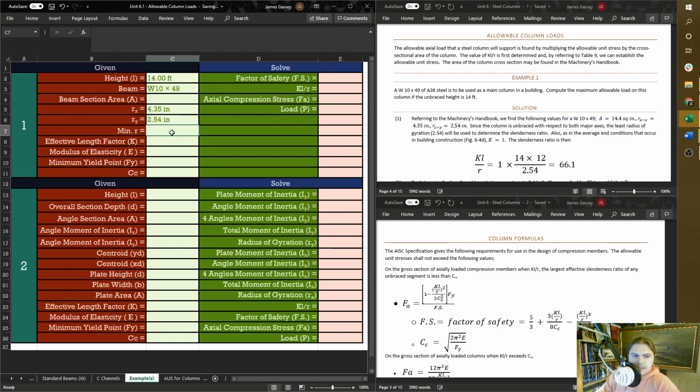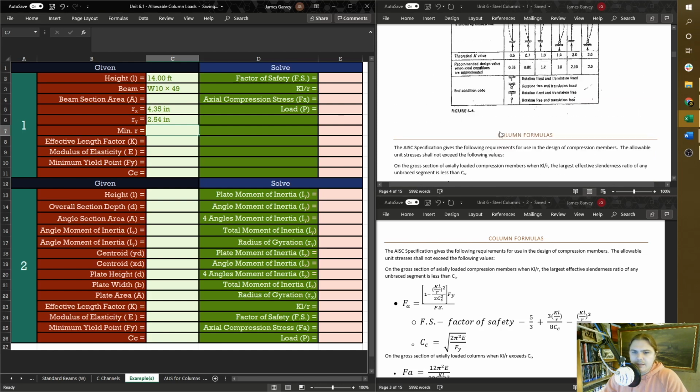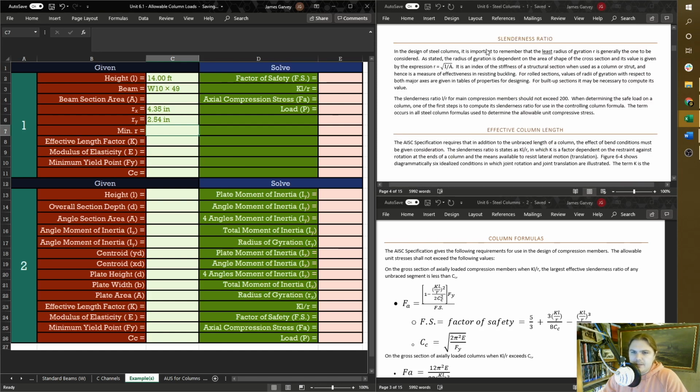Okay, so we're going to select the minimum radius of gyration because we want to basically design around the weakest axis in terms of buckling. Let's scroll up here for a second and read. If you want to read a little more on that, that's your slenderness ratio. So you're going to select the least radius of gyration. So when it comes down to it, we know that at its weakest, it's still going to be able to take on that load.